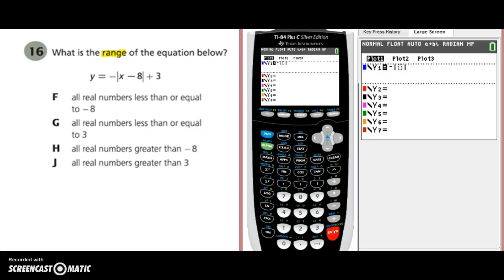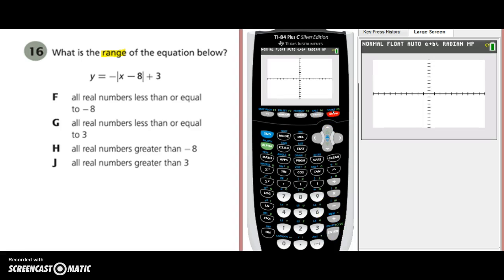Enter. Now put your expression in there, x minus 8. Right. We're done with everything inside of the absolute value. Then move to the right, move out of the absolute value, then plus 3. Right. Once you have this expression in your y, now just go to graph. Alright, so you can see this is a V shape.